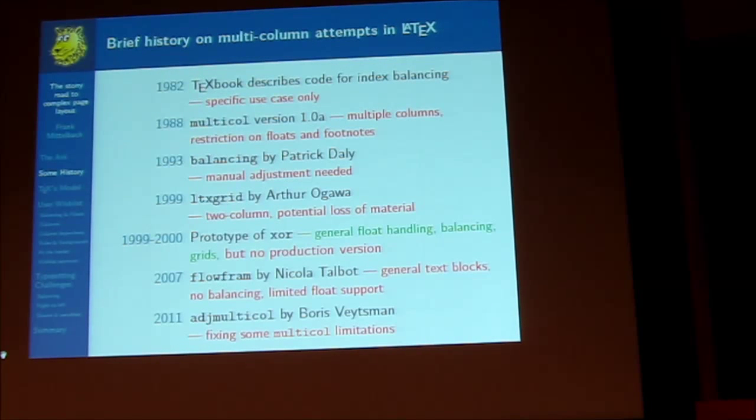Then around 2000, I produced the experimental version of a new output routine for the never-ending story of LaTeX, which can do all these kind of nice things like general float handling, balancing, grids, with a small caveat: it is still not in a production version. So that's not a solution either in full generality.